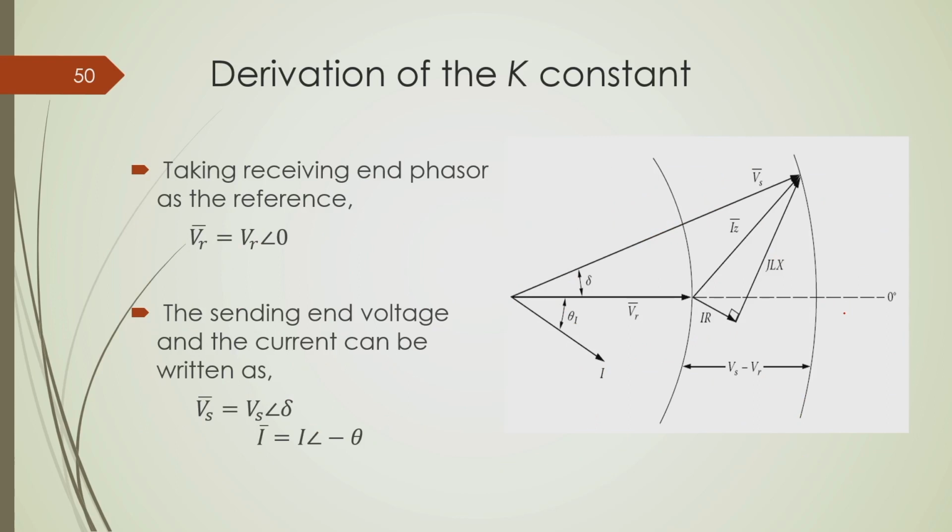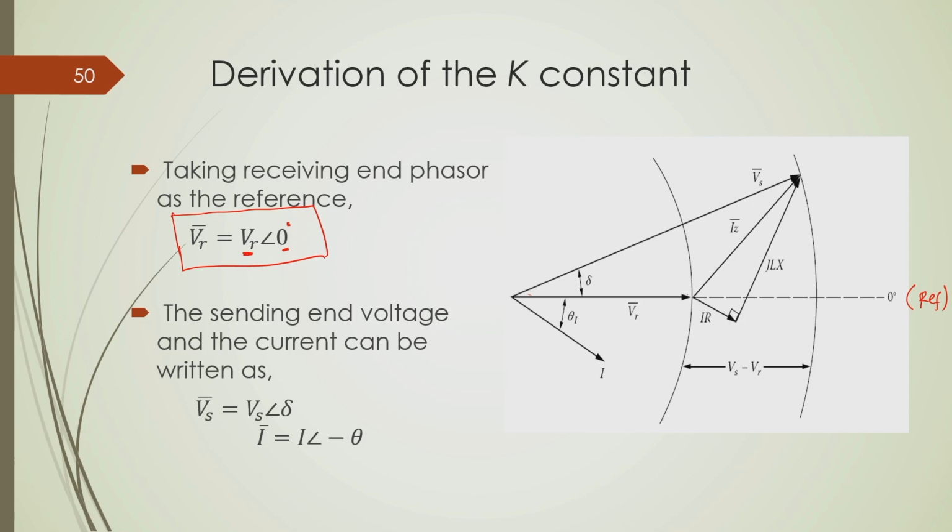In order to draw the phasor diagram, we have to consider some phasor as a reference. So, here we consider the receiving end voltage or load end voltage as the reference. So, we put it over here, this is the reference. Since we have considered this reference, we can write that the angle of that reference phasor is 0 degree. So, its magnitude is considered to be here and its phase angle is 0 degree, because we considered it a reference phasor.